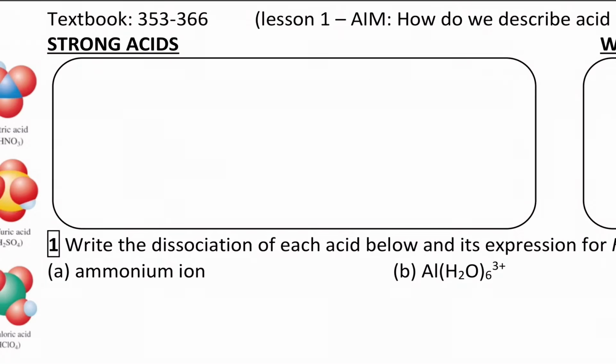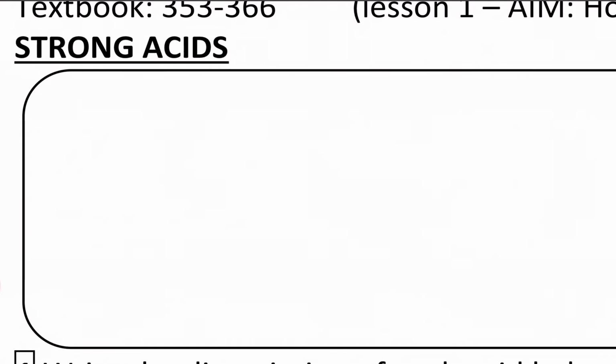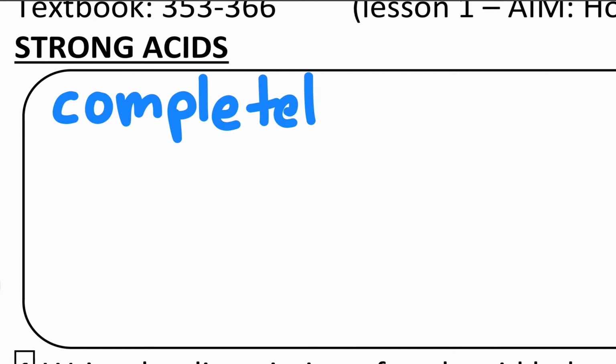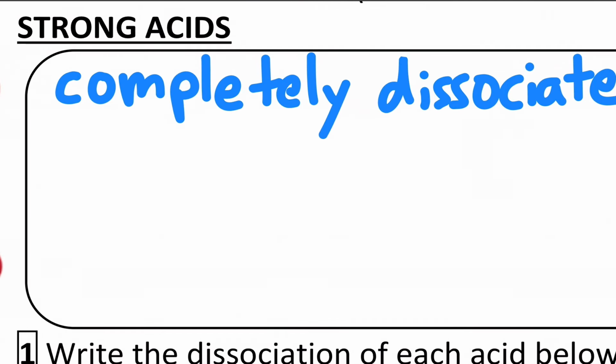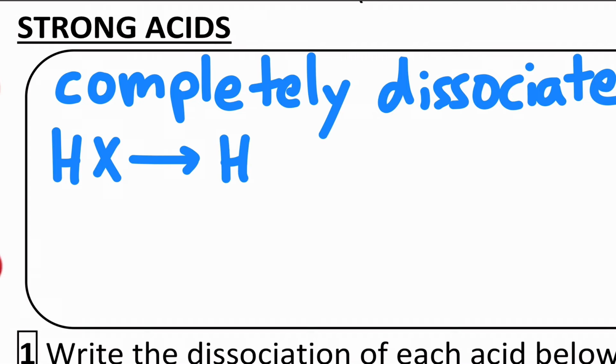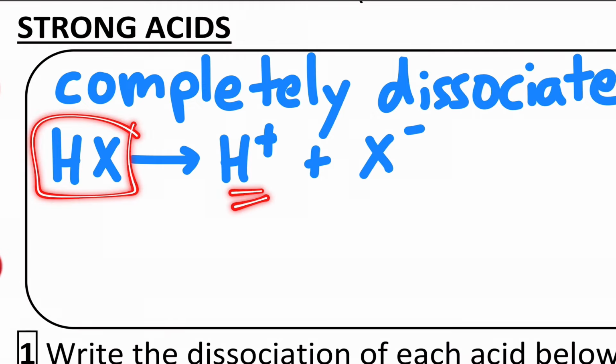Hey there, chemists. We're going to start looking at acids and bases in this unit, and we're going to start with just strong acids. Strong acids completely dissociate. So if I have a generic binary acid like HX, we write it irreversibly becoming H+ and what we call its conjugate base, what this thing looks like without the H+. So you get a negatively charged X.